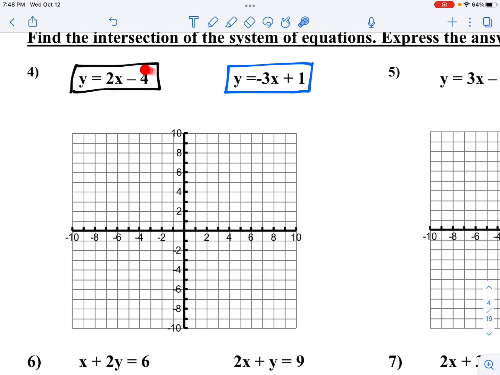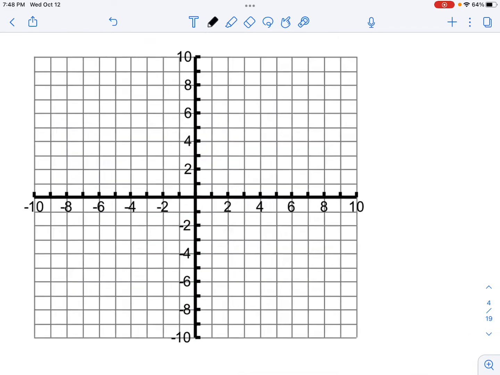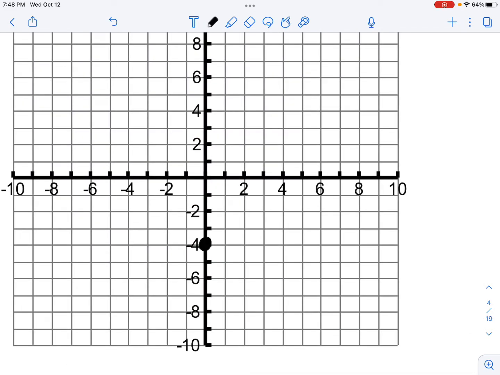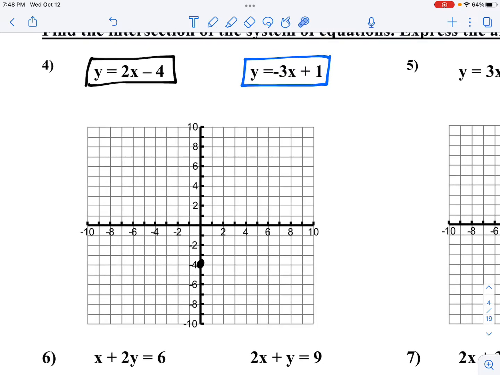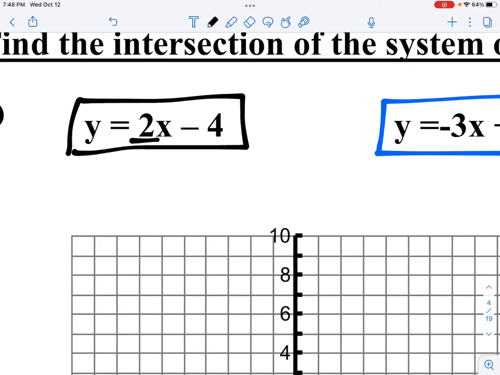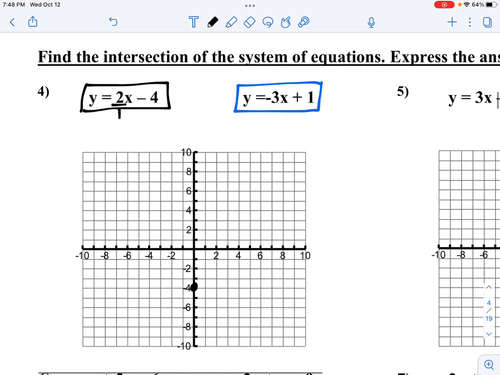What I'm going to do first is I'm going to start, my black line is going to start on negative 4. And remember, you always start on the y-axis. So I'm going to put my first dot on negative 4. And the slope here is 2. And again, remember, you can make that into a fraction if you want to by putting it 2 over 1. That just means go up 2, over 1. Up 2, over 1. Up 2, over 1.